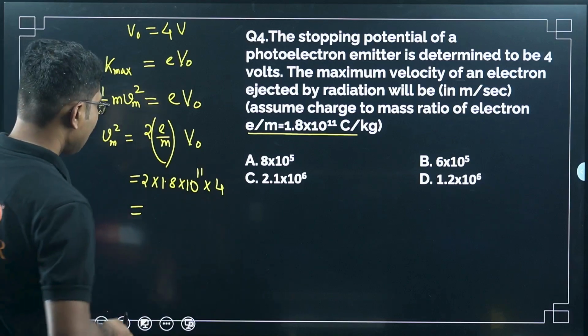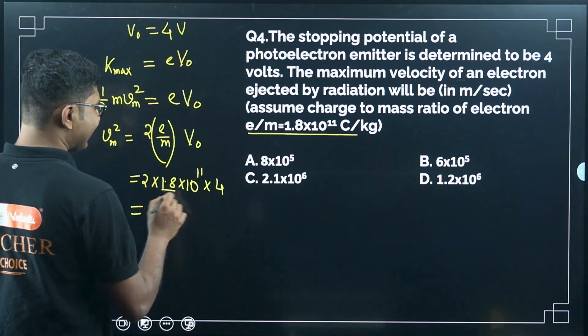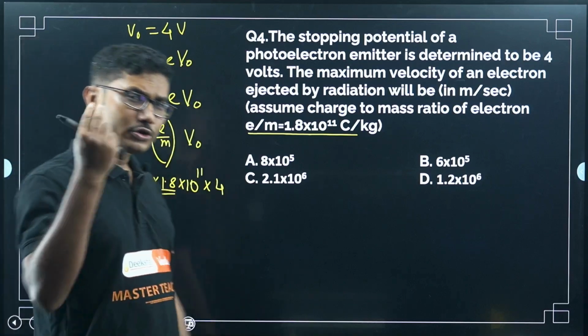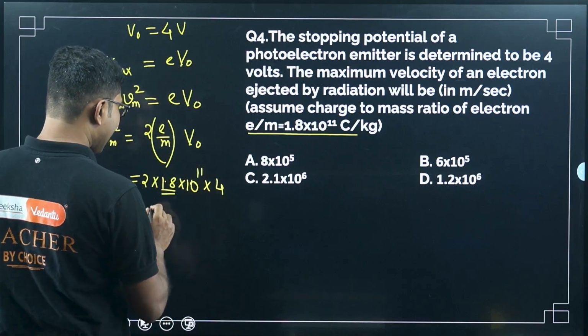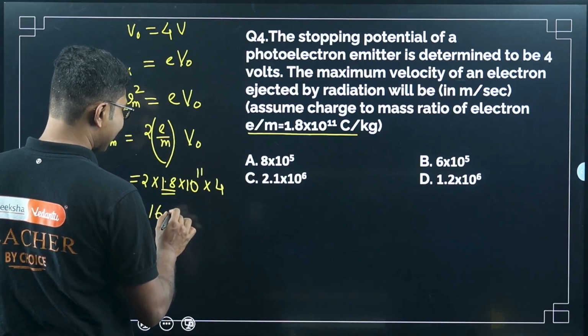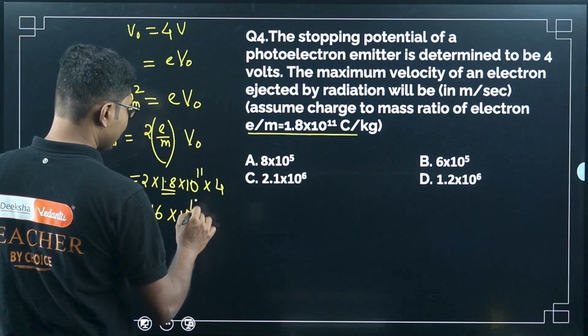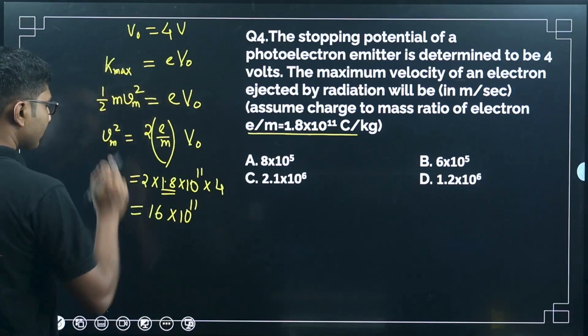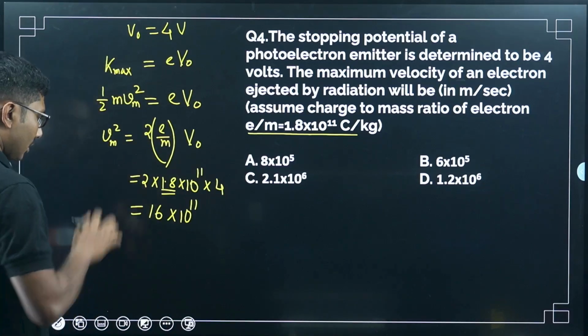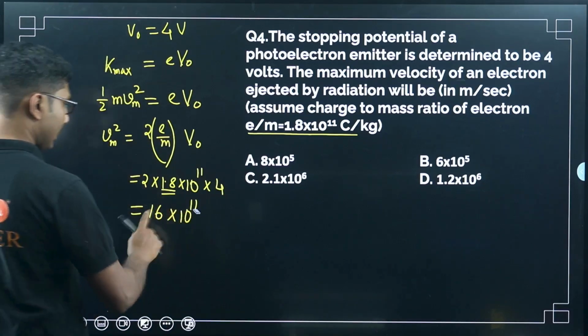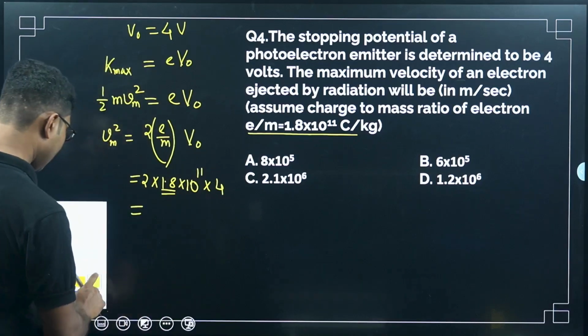It will be, if you consider this 1.8 to be almost equal to 2, then 2 2s are 4, 4 4s are 16. It will be very close to 16 but less than 16. Now this is Vm square, right? Don't solve it like this, let me solve it in a different way.